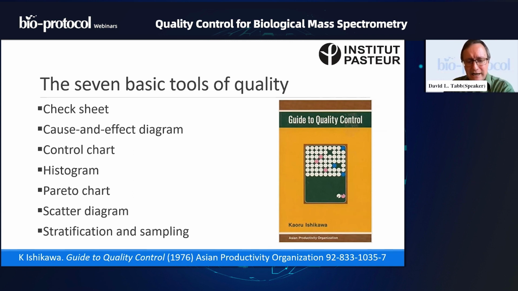Okay, now I would like to take you back in time. I was born, I'll just share this, in 1973, which for most of our listeners probably makes me an old man. But when I was 3 years old, this book by Kaoru Ishikawa was published by the Asian Productivity Organization. Now, you might think to yourself, why on earth would a book from 1976, I mean, those are ancient times, what bearing could that possibly have on proteomics?